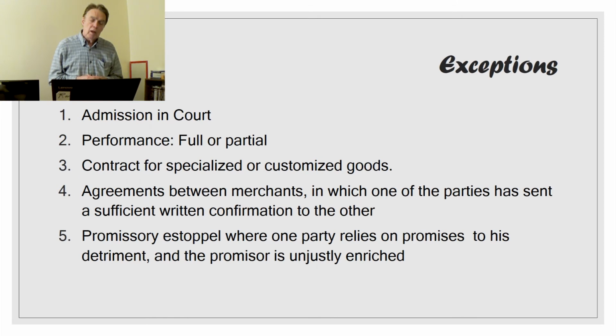Agreements between merchants is a fourth exception: agreements between merchants in which one of the parties has sent a sufficient written confirmation to the other. Promissory estoppel, where one party relies on promises to his detriment, is another. So let's talk about agreements between merchants.